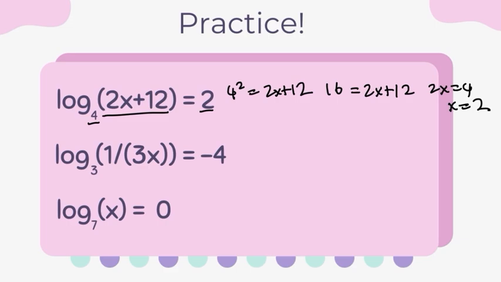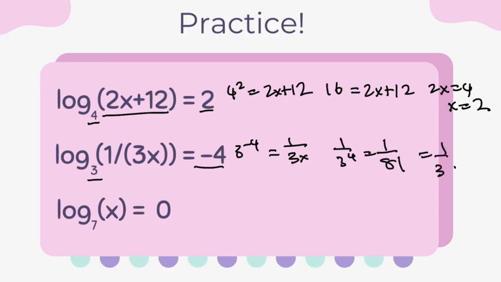For the next question, we have base to the exponent. 3 to the negative 4th power equals 1 over 3x. And 3 to the negative 4 is 1 over 3 to the 4th power, which equals 1 over 81. And that equals 1 over 3x. So x equals 27. Finally, for the last one, we have 7 to the 0 power equals x. 7 to the 0 power is 1 because any number to the 0th power is 1. So that means x equals 1.